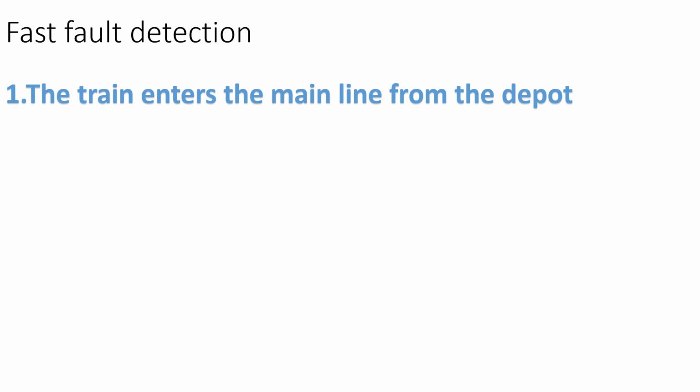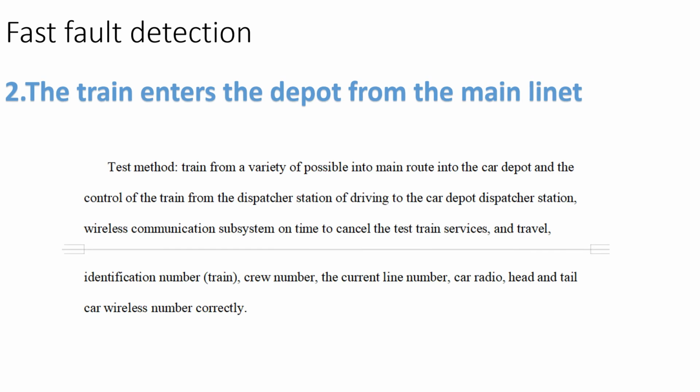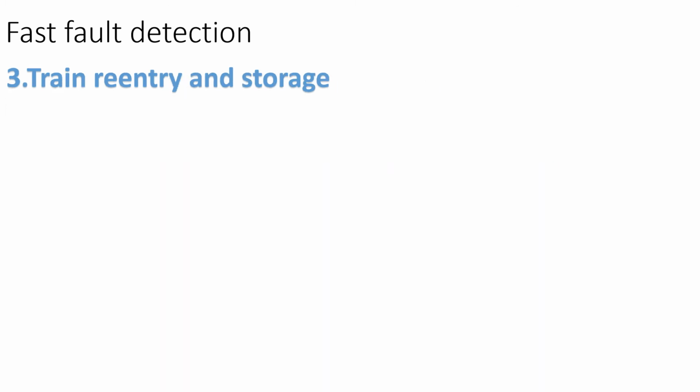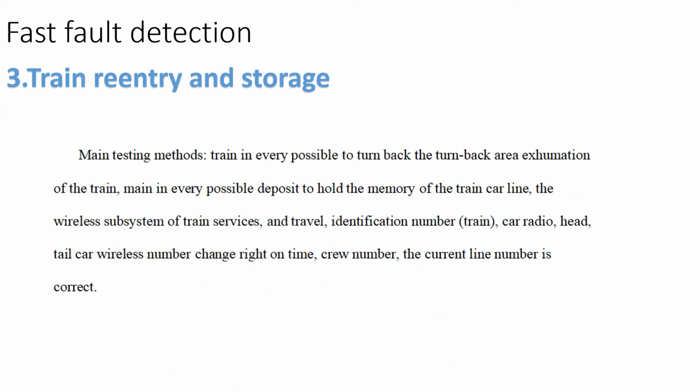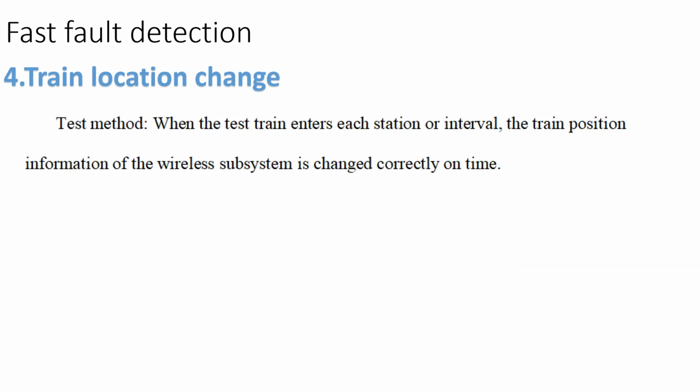So, for example, the first one is the train enters the main line from the depot. So we have the test method, and we can detect the fault quickly, and we can repair or replace the equipment. The next one is the train enters the depot from the main line. The third one is train reentry and storage. The next one is train location change.